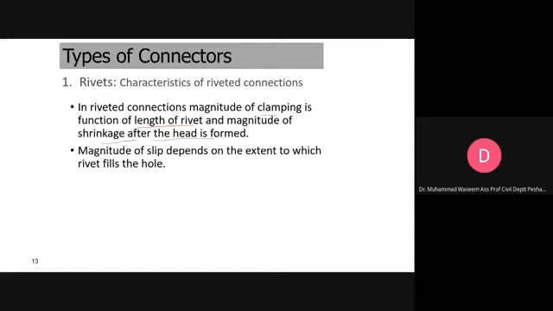Rivets are still hot when they are driven. When they start cooling, they will apply a clamping force. This clamping force is a function of the shrinkage in the rivets. Now the magnitude of the slip along the joint made by riveting depends upon the extent to which the rivet fills the hole.